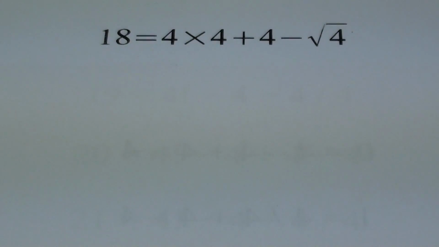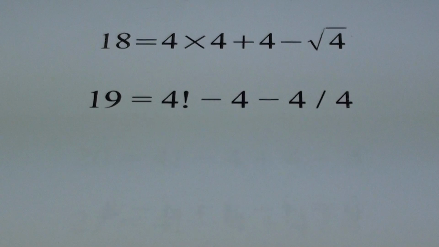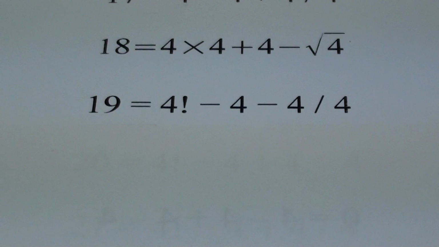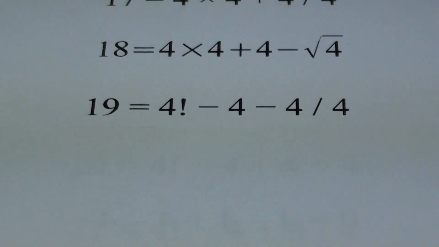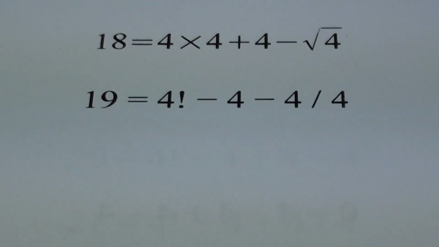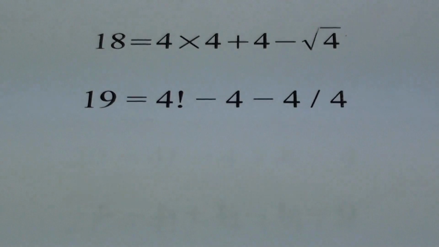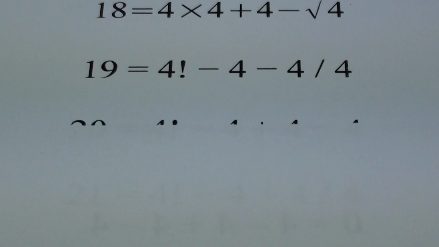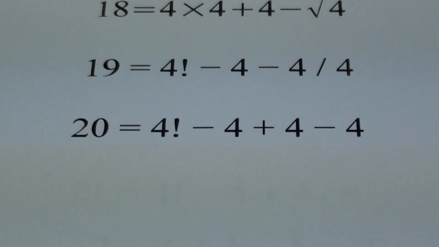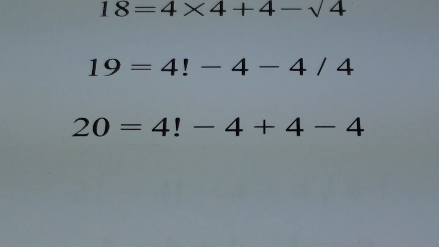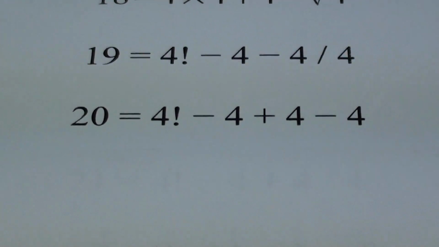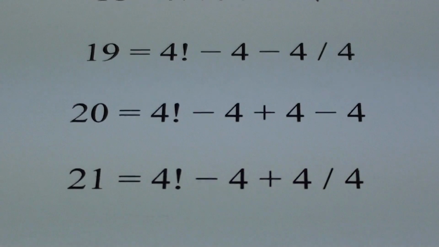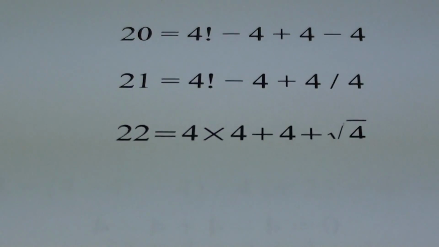Time for 19. Yes, we see again a factorial. Factorial 4, which is 24, minus 4, which makes 20, minus 4 divided by 4, which makes, of course, 1. So it's 20 minus 1, 19. Here's 20. 20 is factorial 4, which is 24, minus 4, plus 4, minus 4. And once you got 19, you got 21.